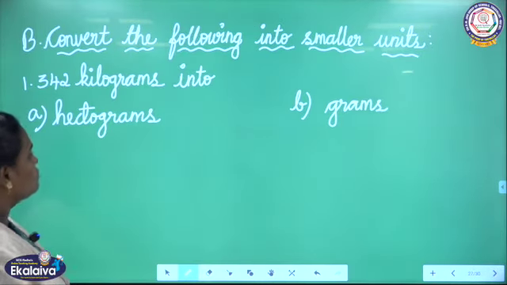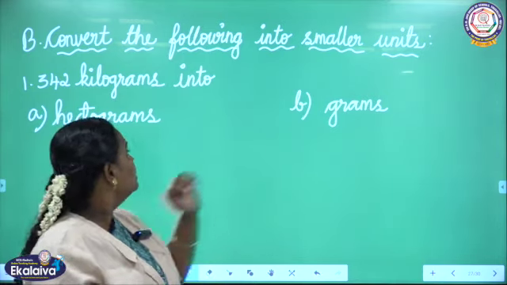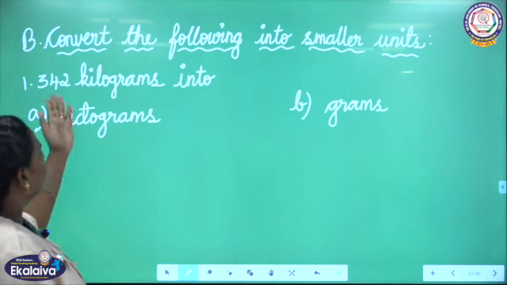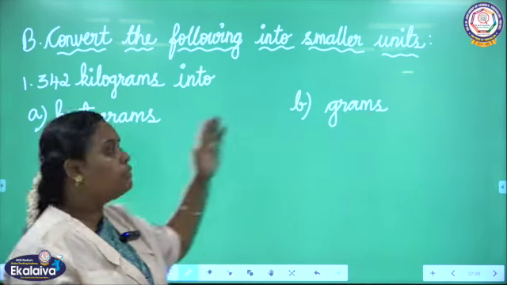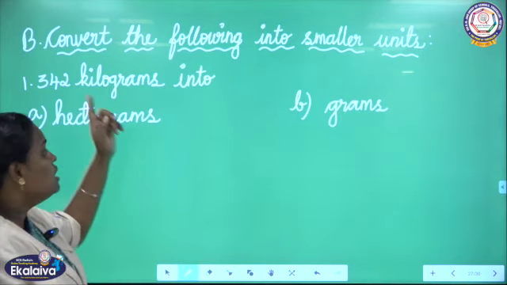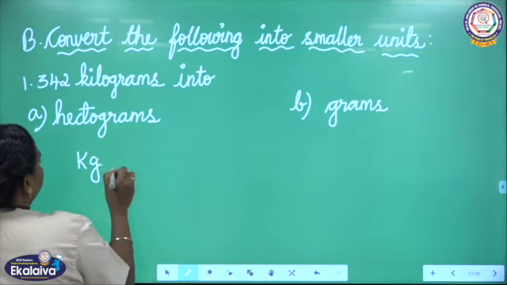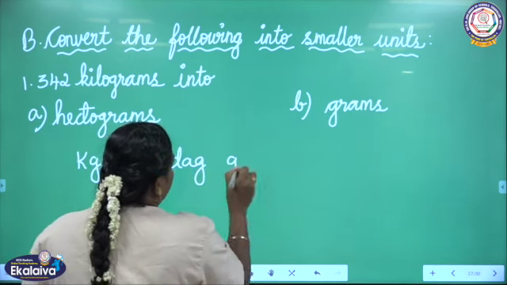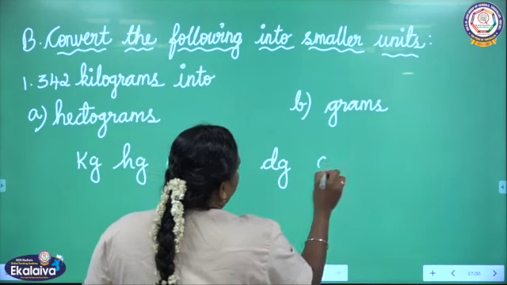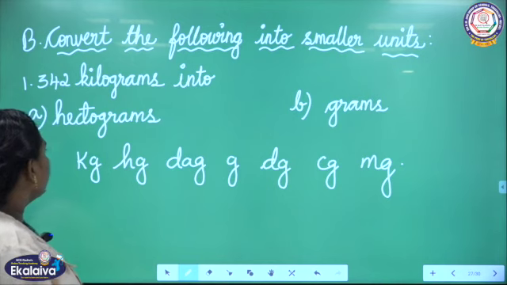Convert the following into smaller units. So they have given in bigger units, we are going to convert it into smaller units. 342 kilograms into hectograms and grams. Listen children, how we are going to convert kilogram into hectograms and then gram. First you write kilogram, hectogram, decagram, gram, decigram, centigram and milligram.